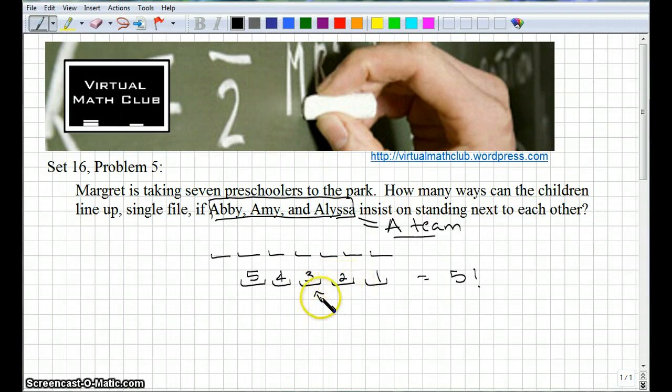Okay, so if we do that, we get 5 factorial ways of arranging, which is 5 times 4 times 3 times 2 times 1, and that's equal to 120 ways. So is that our answer? Well, we have to be careful because this group here, Abby, Amy, and Alyssa, we have to think about how they could be arranged. Okay, we have 3 kids, and we've arranged them within the whole group, but they have their own way of arranging themselves.